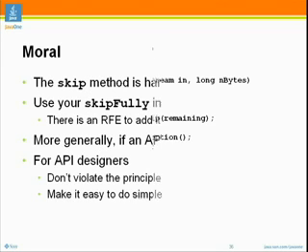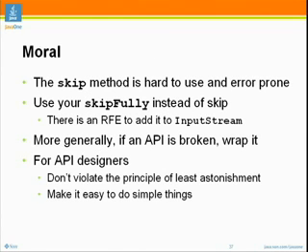So the skip method is hard to use and error prone. You roll your own skipFully method if you need to use skip. There's a request for enhancement to add it to InputStream. Some few other things we're trying to do with Sun on this. In general, if you have an API which is broken, and there are APIs that are broken, the problem is once you make an API, it's cast in stone. It's forever, right? And if you're stuck with a forever broken API, come up with a better way to call it rather than persisting with the old use.